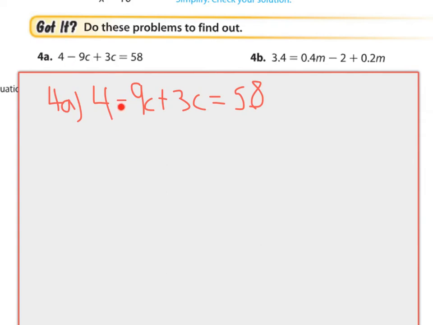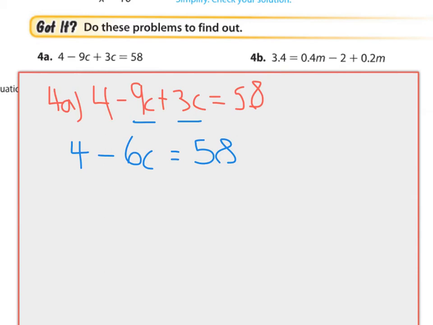So we have 4 minus 9c plus 3c equals 58. I see that I have two like terms right here. I have negative 9c, or minus 9c, plus 3c, right? So I have to rewrite 4 and negative 9c plus 3c. It's going to give me negative 6c equals 58. And now I have a two-step equation, right?